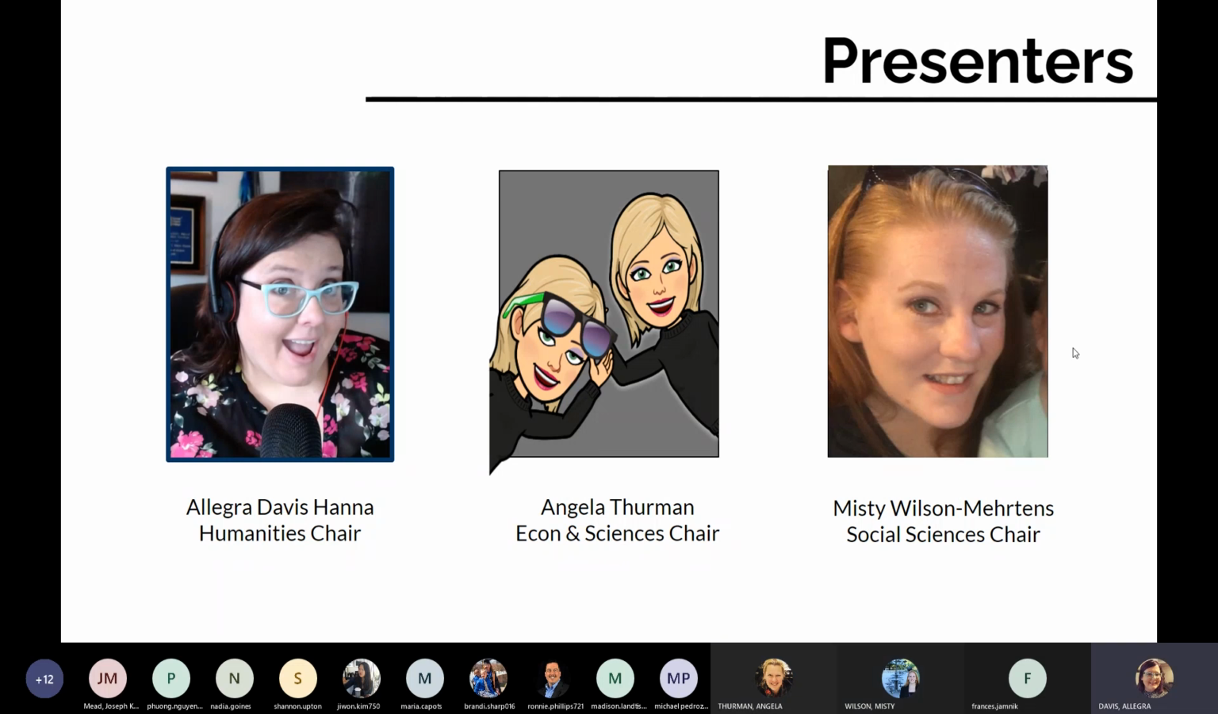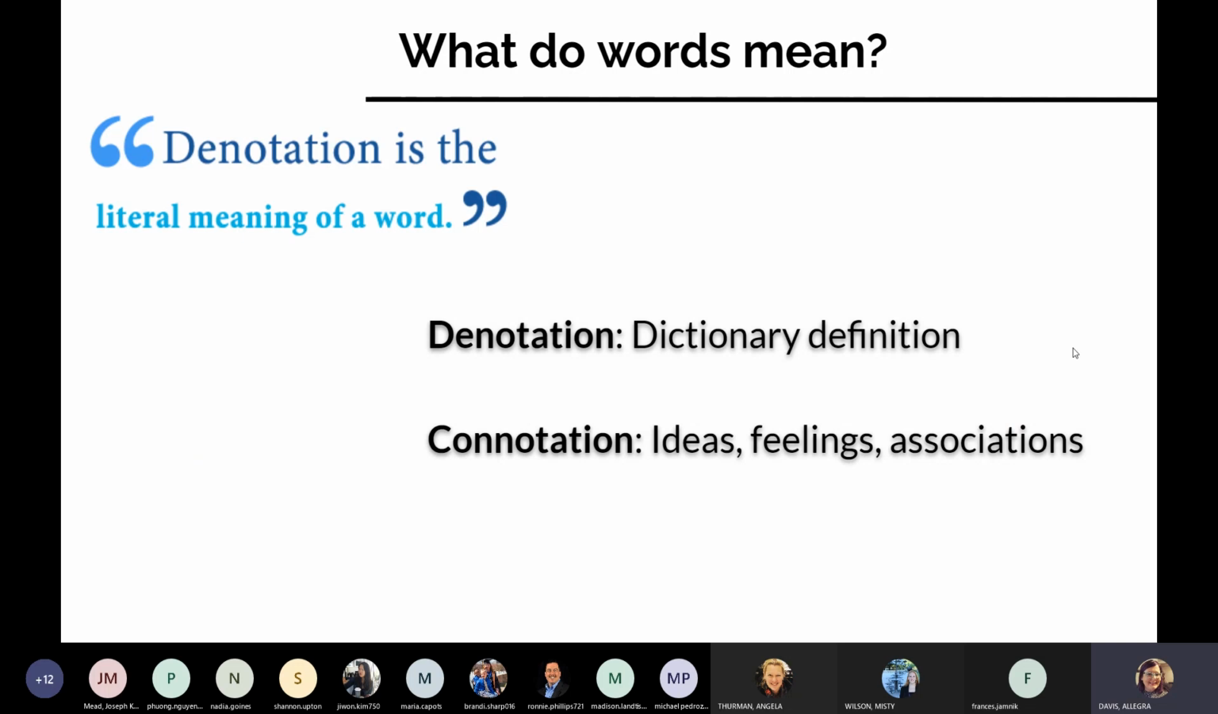All right, so we're going to get started. The first thing we want to do is talk about how most words have two meanings. So denotation. What does denotation mean? It's what you would find in the dictionary as the technical, objective definition of a term. So if you look up the word army, for instance, it would tell you that it's a group of soldiers usually fighting or assembled to protect a country, right? But that word also means different things to different people, and those are the connotations.